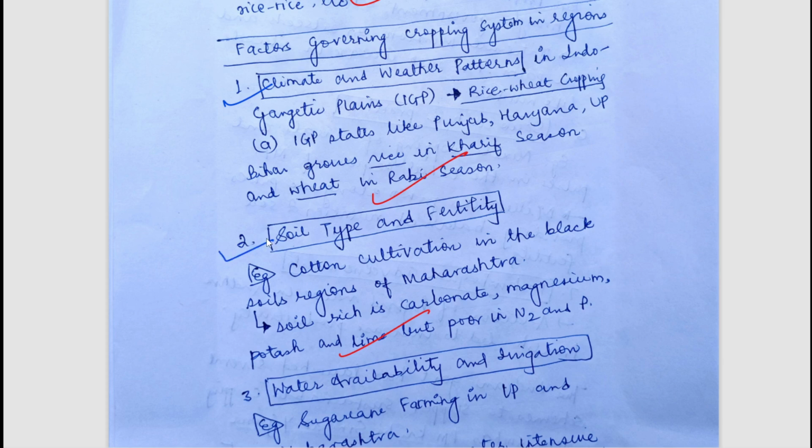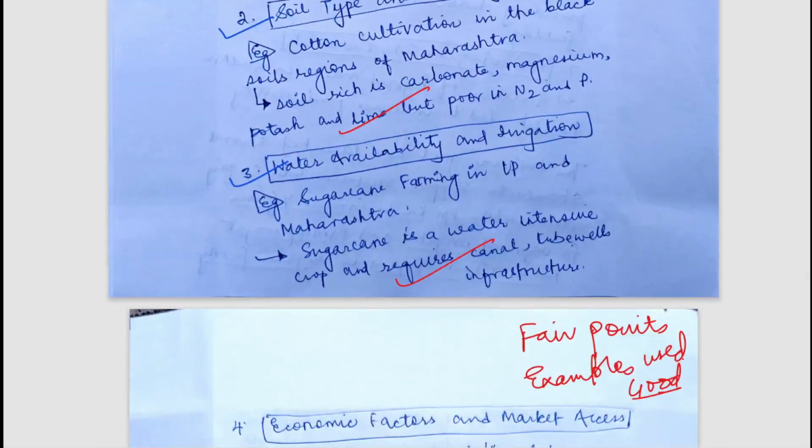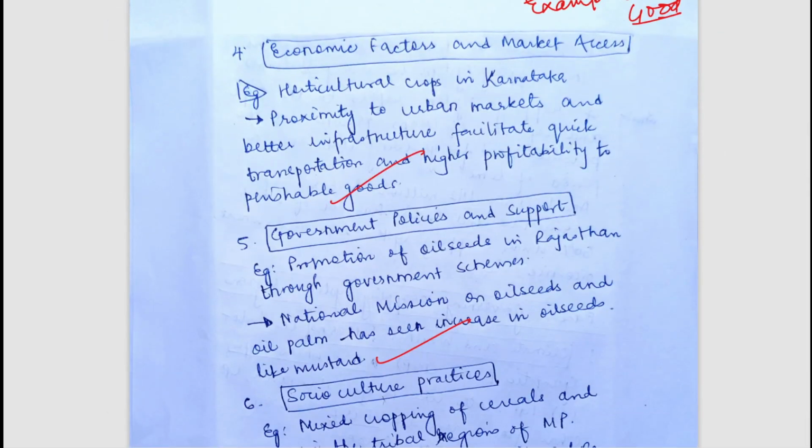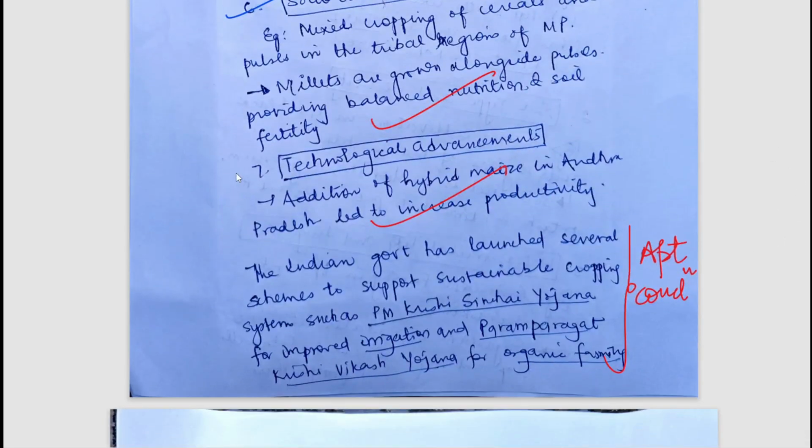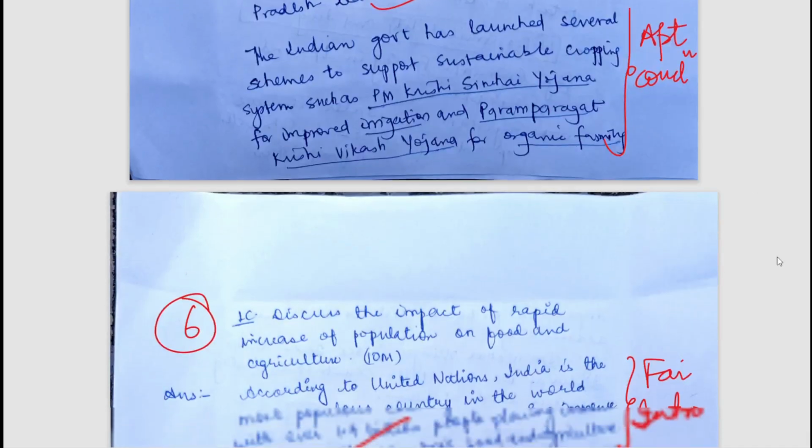Secondly, we all know, soil types, water availability, economic factors, government policies, socio-economic practices, technological factors. So these are the common factors which govern the cropping system of an area, and this was a relatively easy question. Everyone can attempt this answer very nicely.